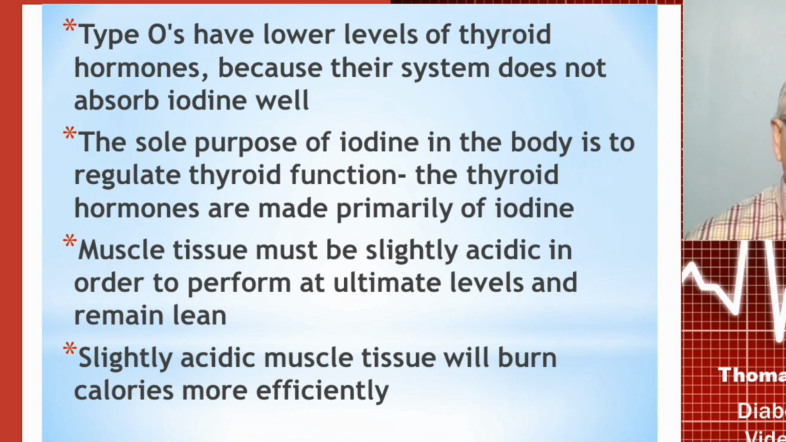So type O's have lower levels of thyroid hormones because their system does not absorb iodine well. The sole purpose of iodine in the body is to regulate thyroid function. The thyroid hormones are made primarily of iodine. Muscle tissue might be slightly acidic in order to perform at ultimate levels and to remain lean. So slightly acidic muscle tissue will burn calories far more efficiently than alkaline.